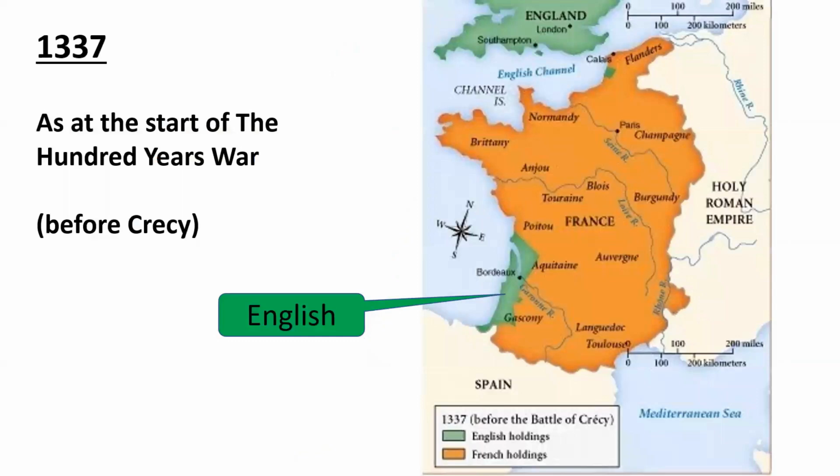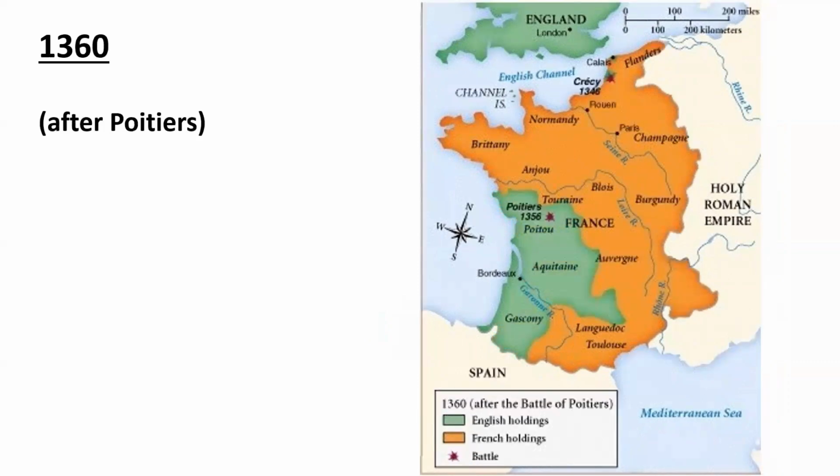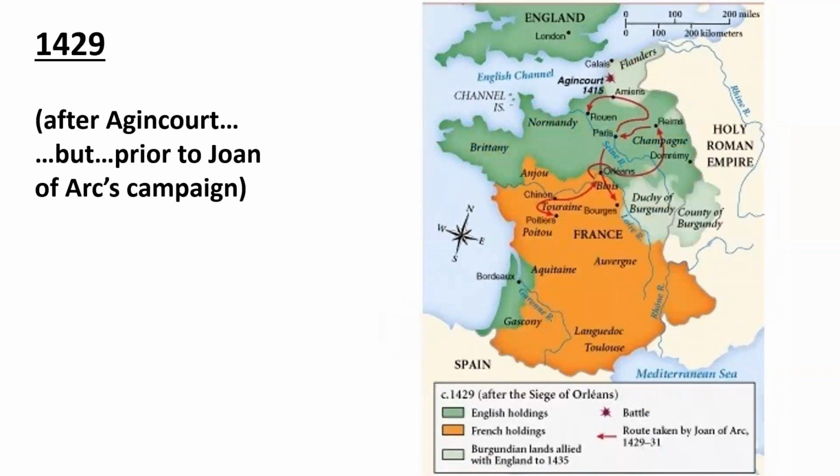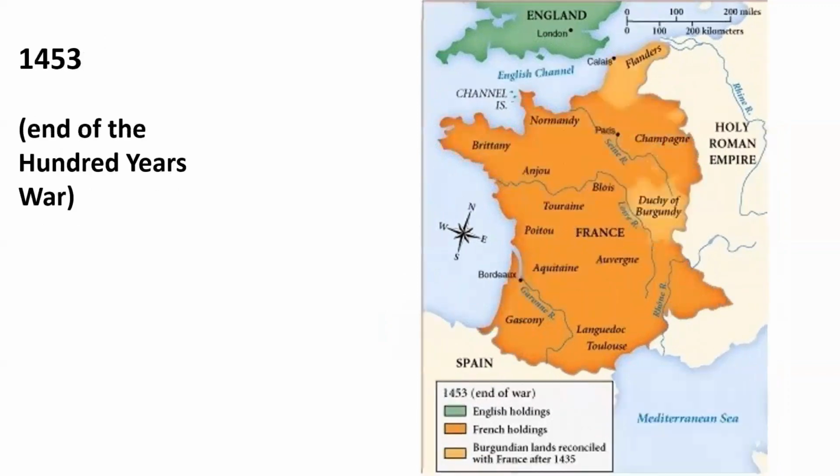Well, here's the situation in just over 100 years beyond those first maps, at the start of the 100 Years' War. And in this map, I'm afraid the English parts are green and the French parts orange. Here's the situation after the Battle of Poitiers, and then after the Battle of Agincourt, and finally, the situation at the end of the 100 Years' War. It's virtually all French. But how did the 100 Years' War start?